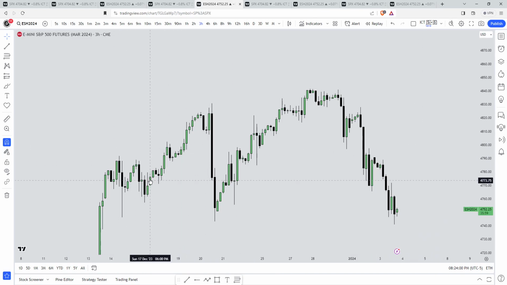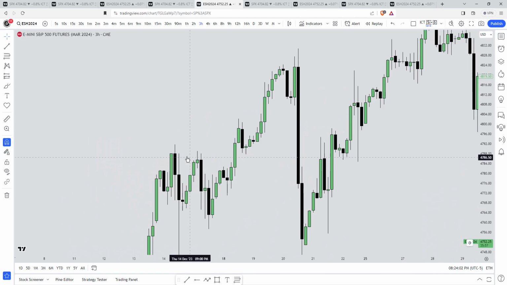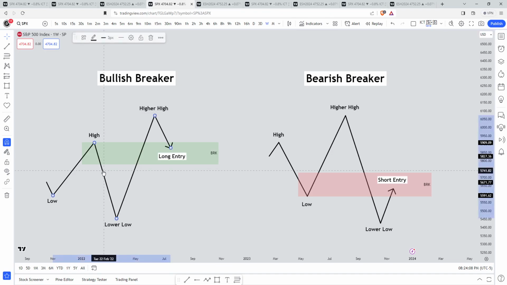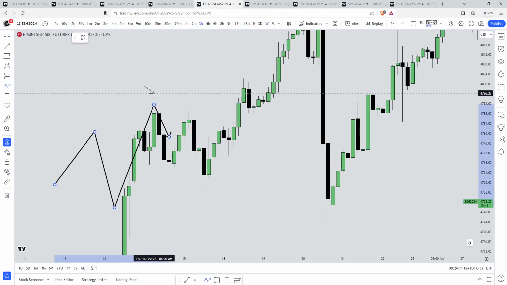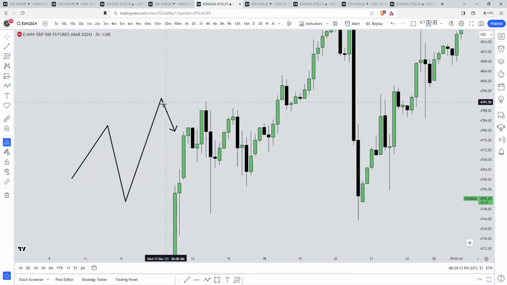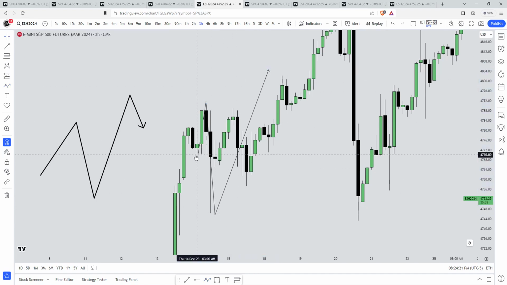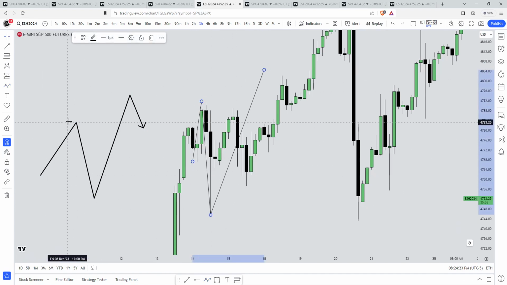So if you look over here, we do have a bullish breaker. And the reason that this is a bullish breaker is because we have the exact signature that we just talked about. So I'm going to go ahead and copy and paste this over. And you'll notice that we have this exact sequence going on. So price creates a low, a high, a lower low, then a higher high. So you can see over here: low, high, lower low, higher high, low, high, lower low, higher high.